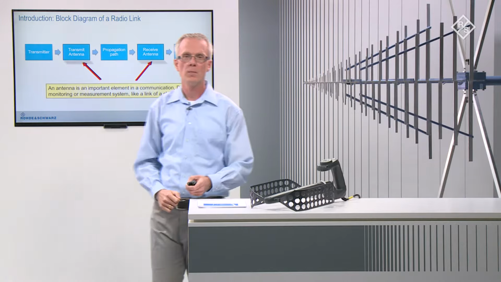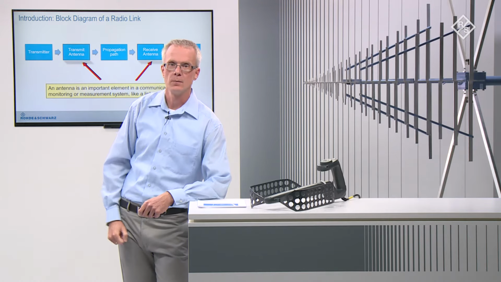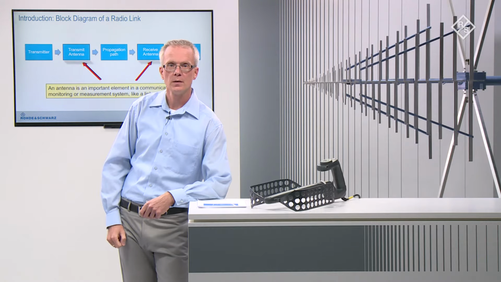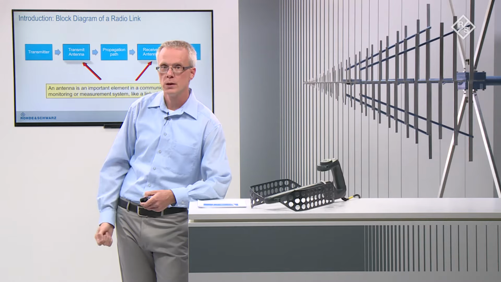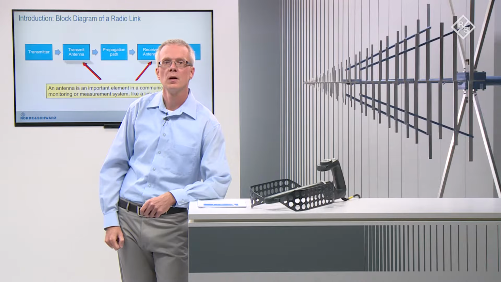In the block diagram, we immediately see that the antenna acts like a link in a chain. Consequently, it is a very important element in any communication, measurement or monitoring system, as it significantly influences the overall system performance.